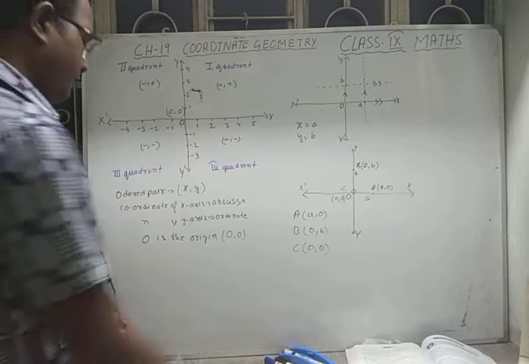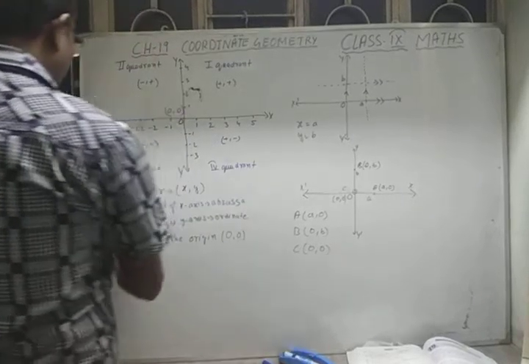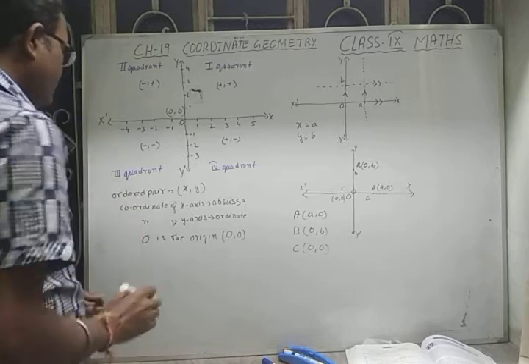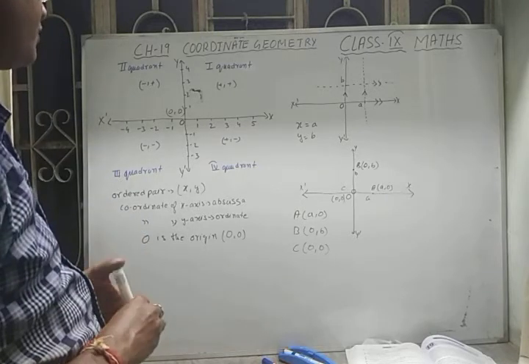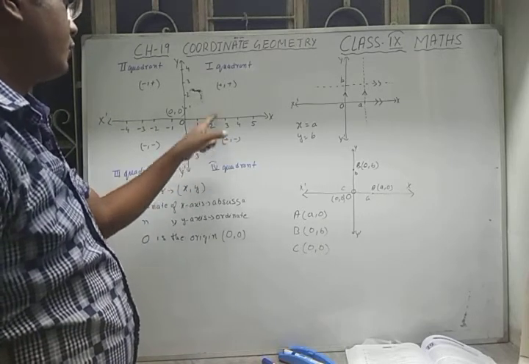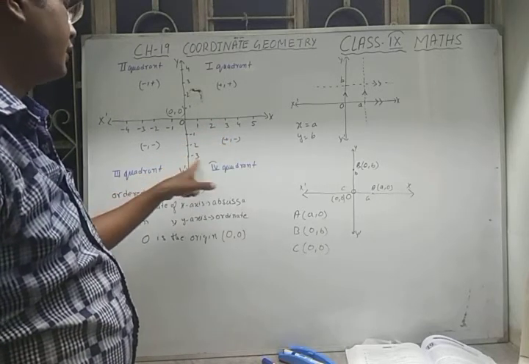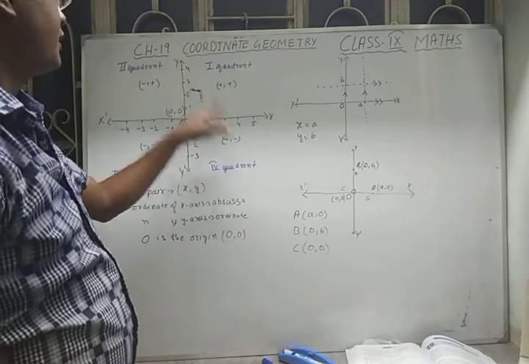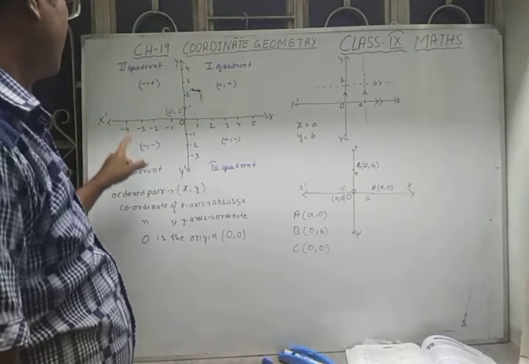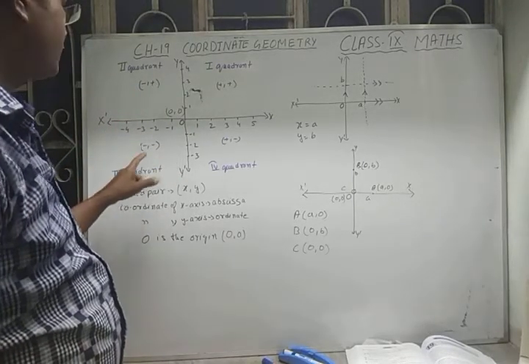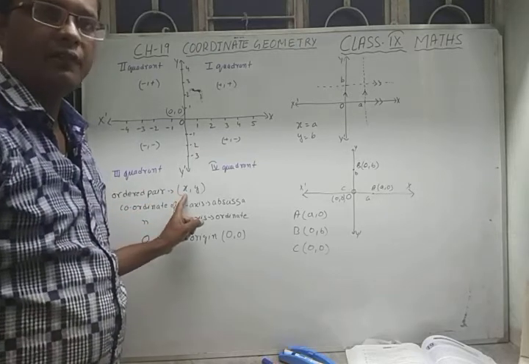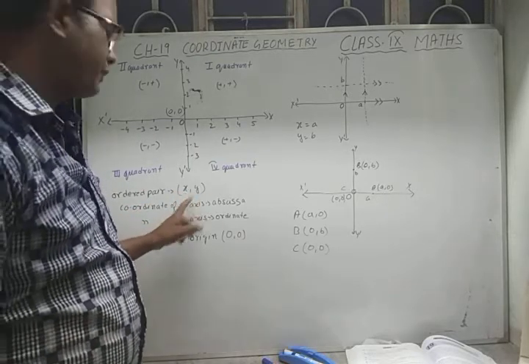Now, what is an ordered pair? Ordered pair means always we have to write the coordinates in x, y form. So I have always written the coordinate of x first, then y. X is plus, y is plus, so plus, plus. X is minus, y is plus, so minus, plus. Both x and y are negative, so it is minus, minus, like this. So first of all, always we have to write the coordinate of x, then y, which is called an ordered pair.